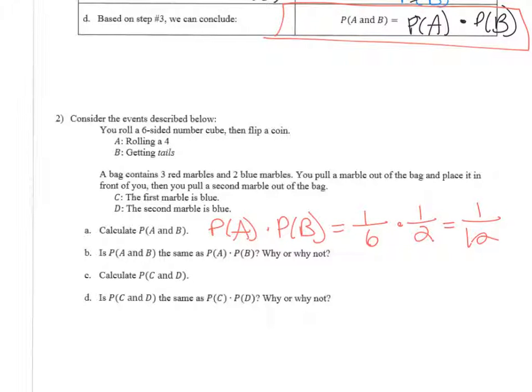We already kind of just answered B. Will the probability of A and B be the same as the multiplication? Yes, because A and B are independent events.